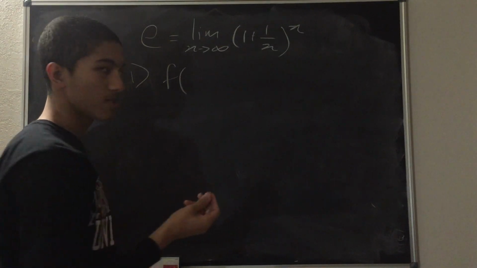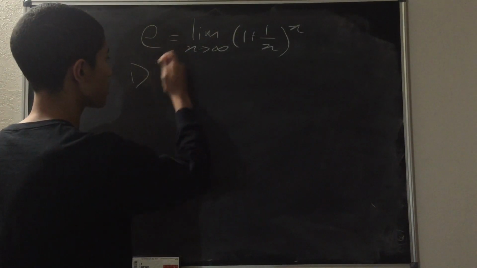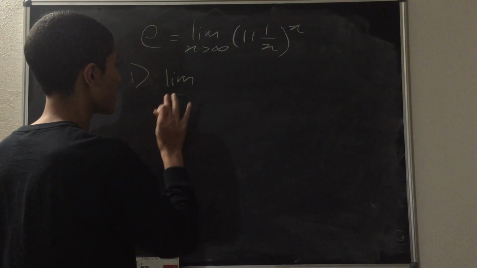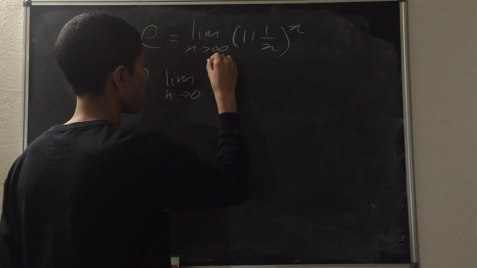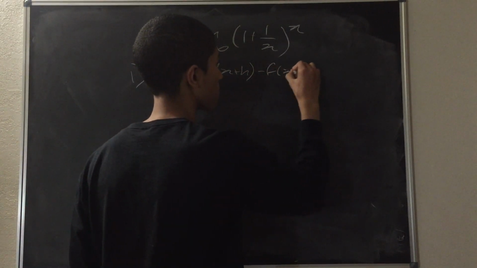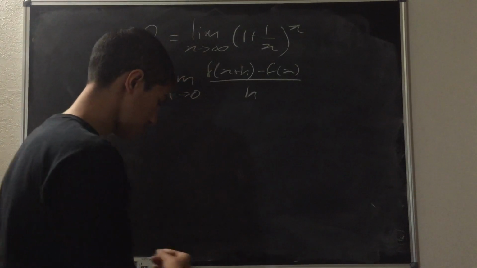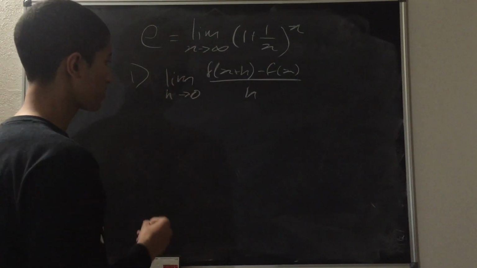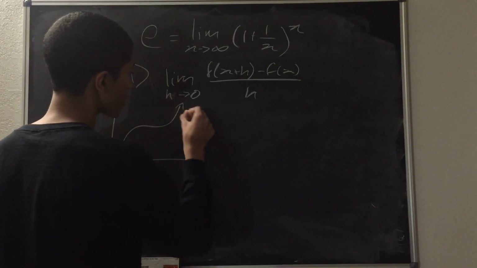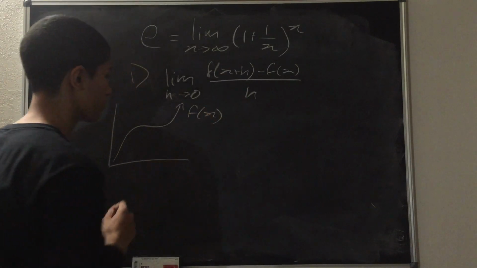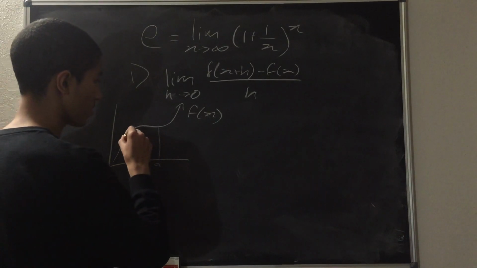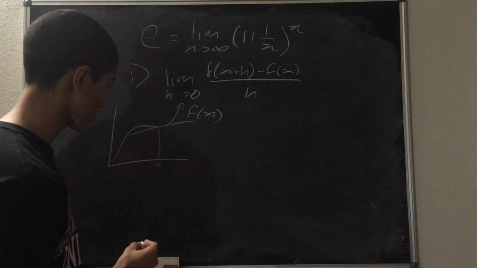Most of you would know the definition of a derivative to be the limit of h tending to 0 of f of x plus h minus f of x, divided by h. I will be using a slightly different definition, and we can derive it. Let's say I had a function f of x, and I wanted to find the derivative at some x value a, which is the slope of the line at that point.